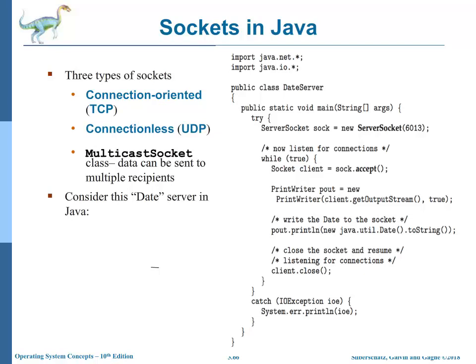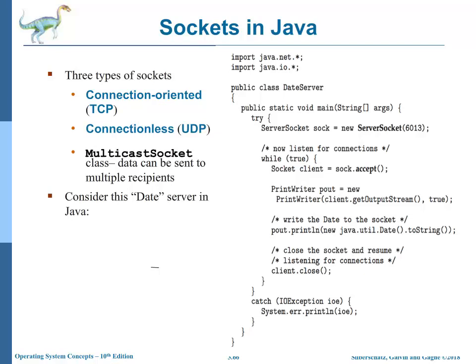Java provides three different types of sockets. The first one is connection-oriented TCP sockets, implemented with the Socket class. The second one is connectionless UDP sockets, which use the DatagramSocket class. Finally, the MulticastSocket class is a subclass of the DatagramSocket class. A multicast socket allows data to be sent to multiple recipients.